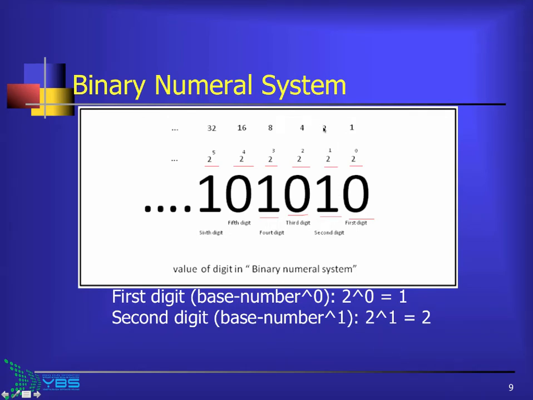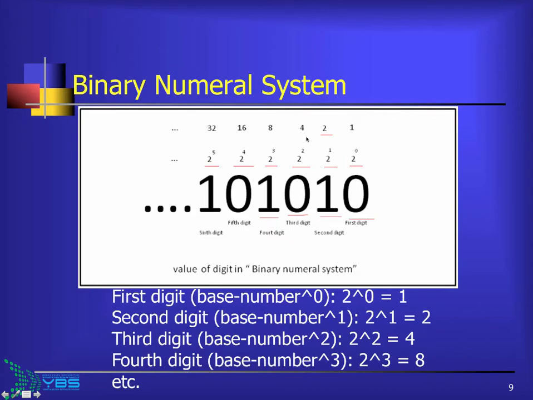That's 1. And for 3 digits we can talk about the third digit. Base number is 2, 2 over 2. That's it. It's 4. And the fourth digit, the exponent is 3. You see, that's 1. 2 power 3 means 8. That's the way of the binary numeral system.